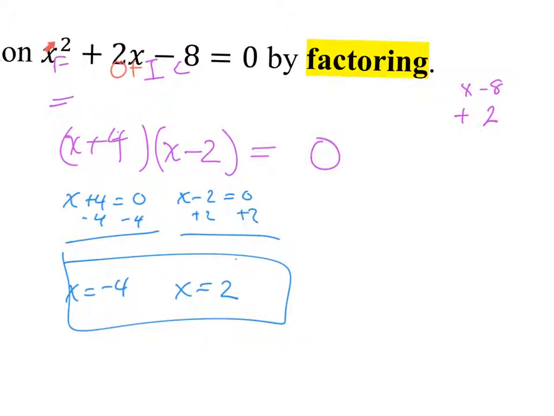Plug it in to try it. Negative 4 squared is 16. 2 times negative 4 is negative 8. 16 minus 8 is 8, minus another 8 is 0, so that one works. Try the 2. 2 squared is 4. 2 times 2 is 4. 4 plus 4 is 8. Minus 8 is 0, so you know that these are correct.